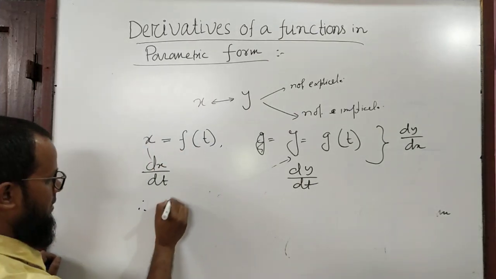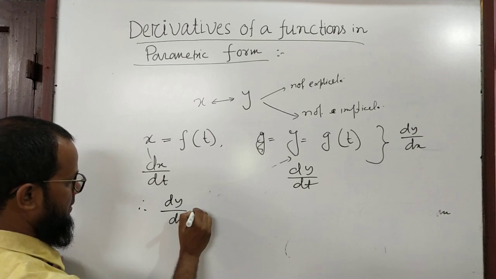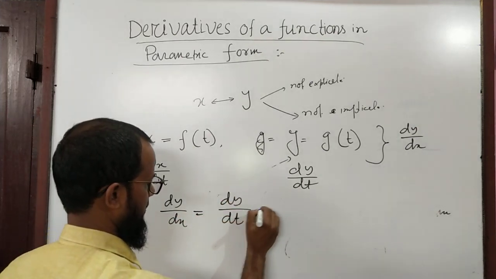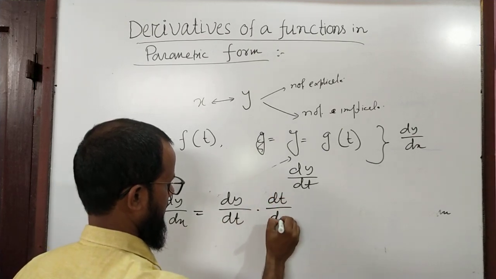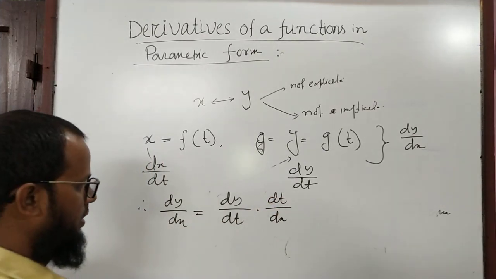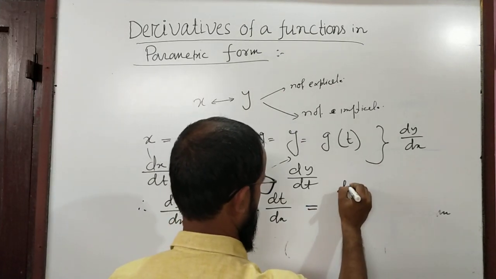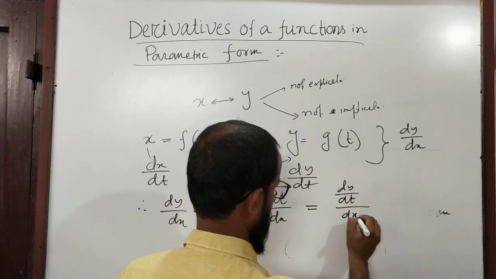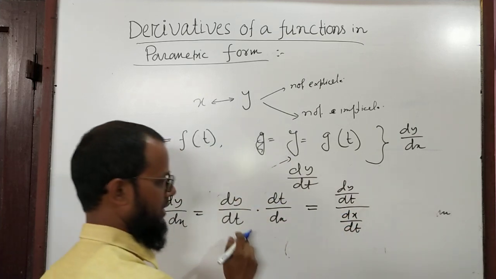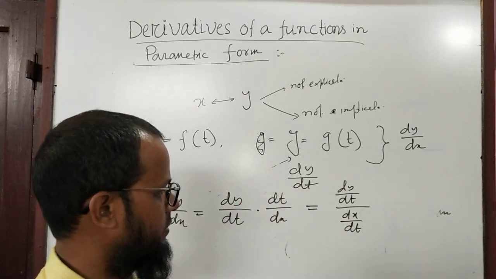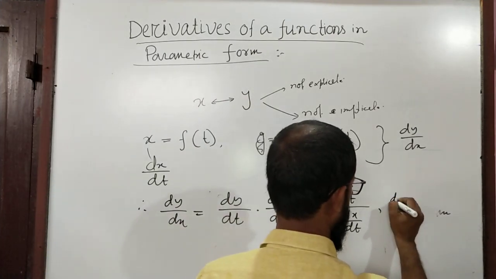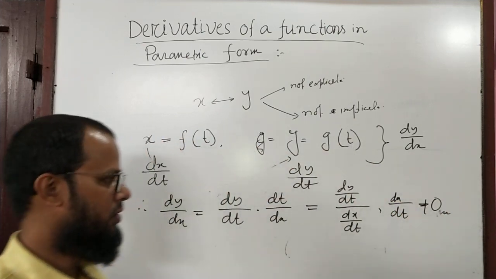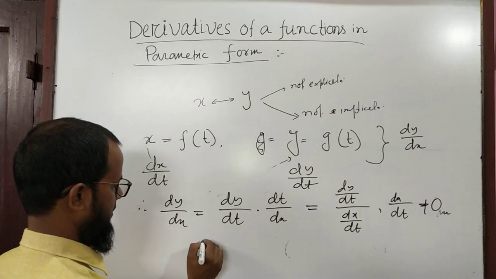So dy by dx can be written as dy by dt into dt by dx, which can be expressed as dy by dt divided by dx by dt. If you bring dx by dt to the denominator, it will be interchanged, provided dx by dt is not equal to 0.